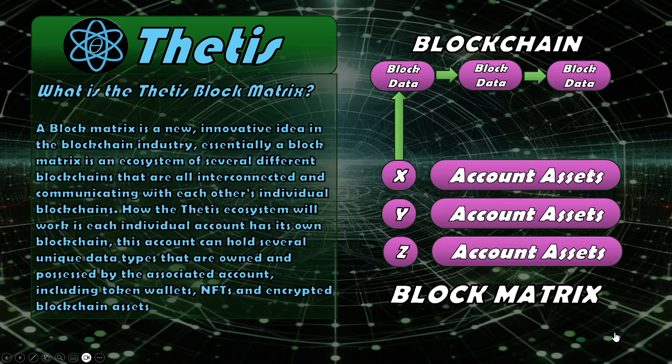So we'll go into our little diagram here. So this is a traditional blockchain. The difference with the block matrix is that each one of these accounts, let's say X, Y, and Z, are their own accounts, and they each have their own blockchains. And these blockchains contain block data, of course, but also account assets. So these blockchains and account assets are actually decoupled from one another.